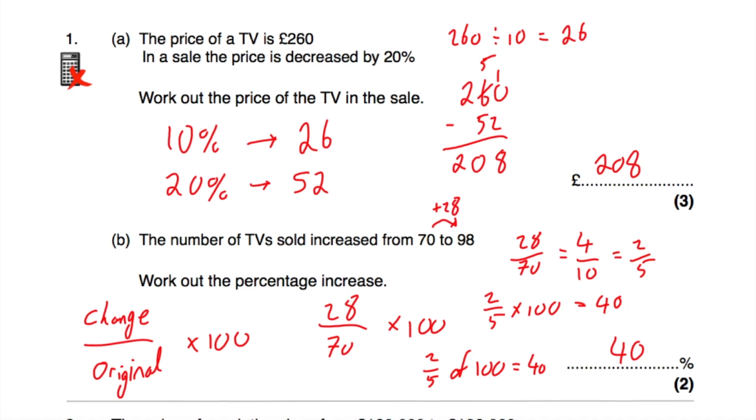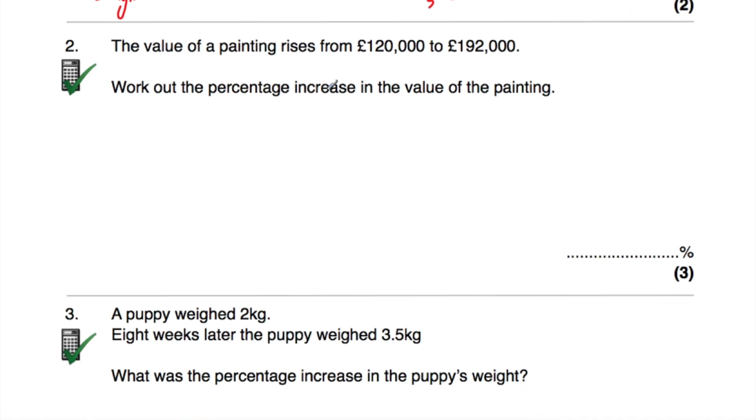And that's it. Okay, let's do our next question, question number 2. It's a calculator question, which is quite nice. It says the value of a painting rises from 120,000 to 192,000. Work out the percentage increase in the value of the painting.